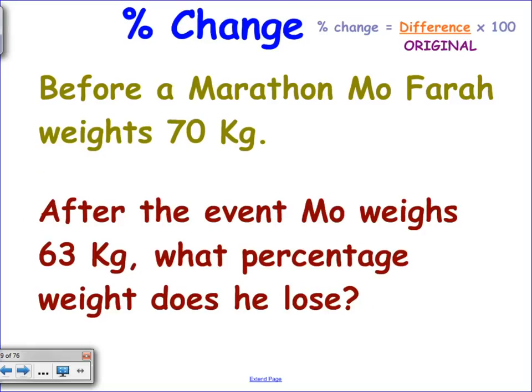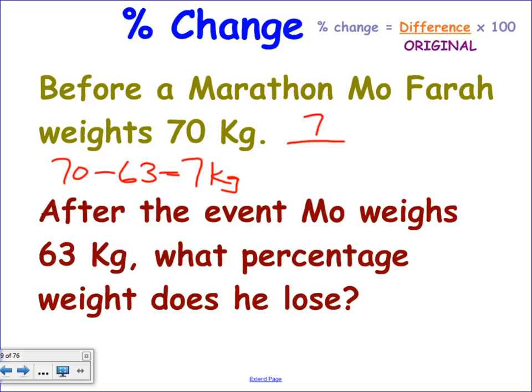So, here we go, Mo Farah. Before he starts a marathon, he weighs 70 kilograms. After the event, he weighs 63. What's his percentage weight loss after a race? Let's do it then. Starts the race at 70, finishes at 63, he's lost 7 kilos. Everyone agree? Percentage decrease, okay, what's he lost? 7 over 70 kilos times 100%.